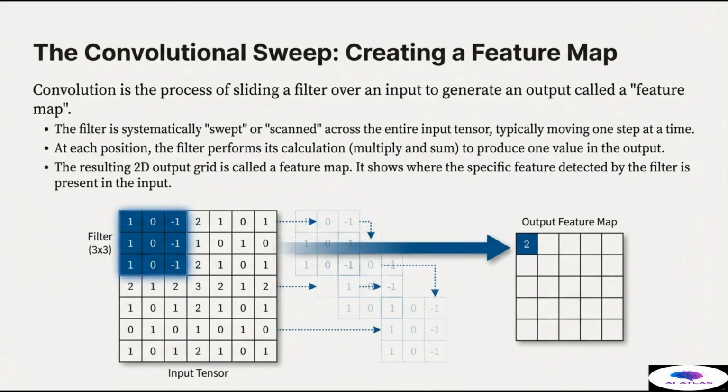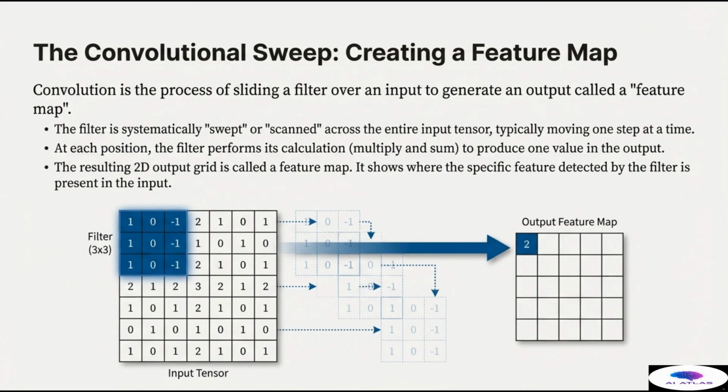As the slide illustrates, the filter, here a 3x3 matrix, is systematically swept or scanned across the input tensor, usually moving one step, or one stride, at a time. At each position, the filter performs its primary calculation: element-wise multiplication of the filter weights with the underlying input values, followed by summing up the results. This entire multiply and sum operation produces just a single numerical value in the output feature map.